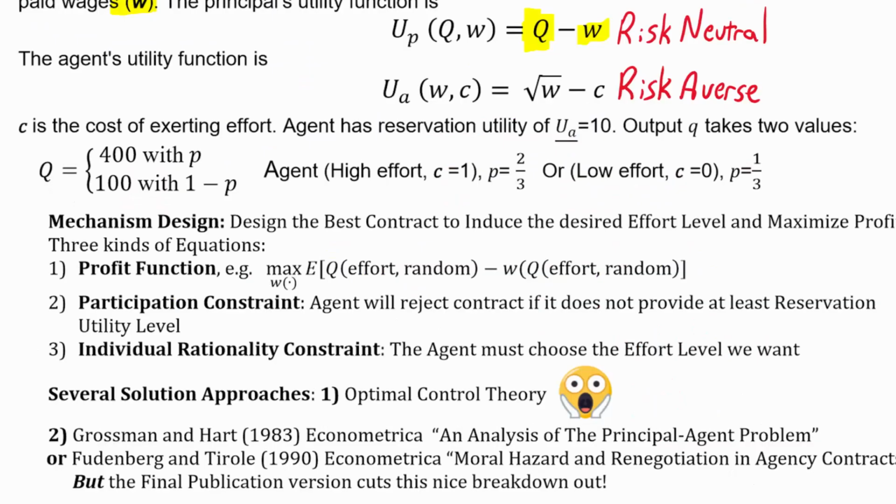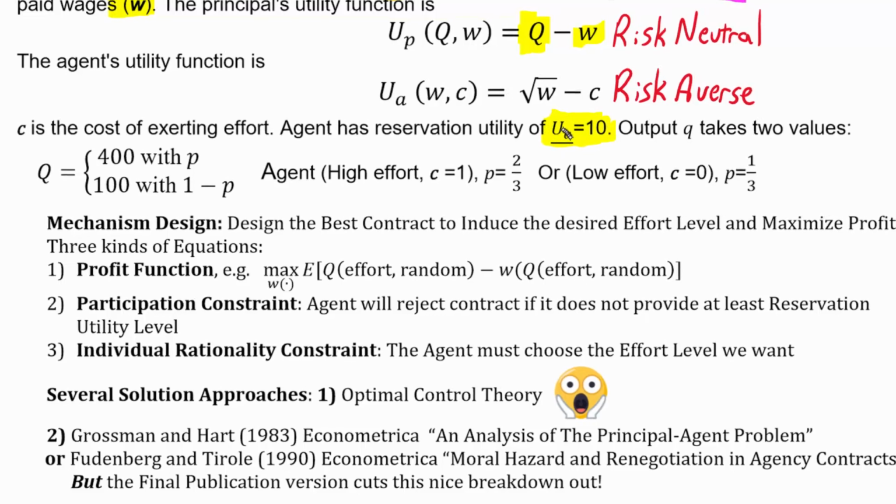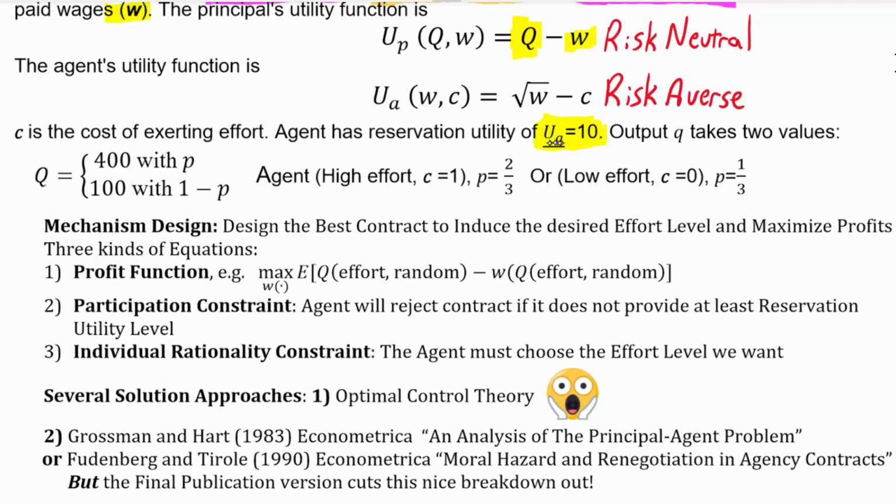One other thing we have to remember in this kind of problem: usually the agent has a reservation utility, and in this case the agent has a reservation utility of 10. We're going to call that UA, utility of the agent, with a lower bar on it. What that's telling us is this agent doesn't have to contract with this principal. If the principal isn't going to pay this agent at least enough money so that they can get an expected utility of 10, then this agent's going to walk away. They have some other job they could do.